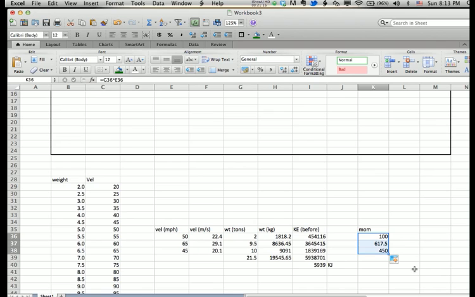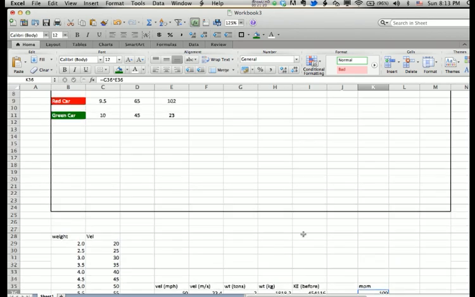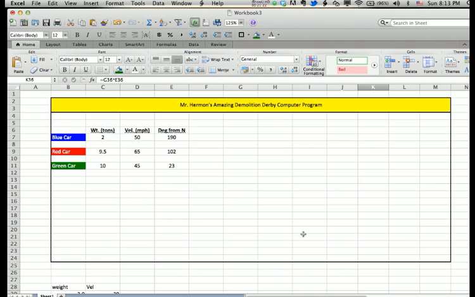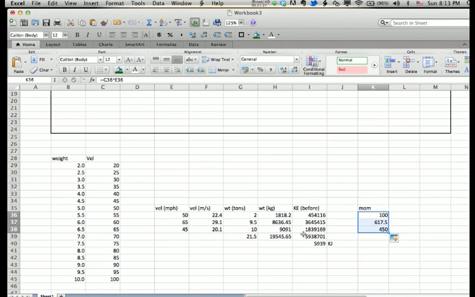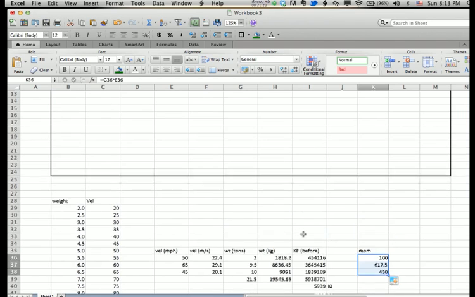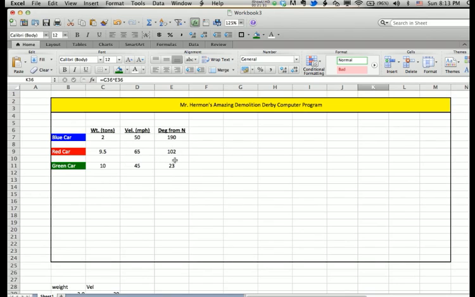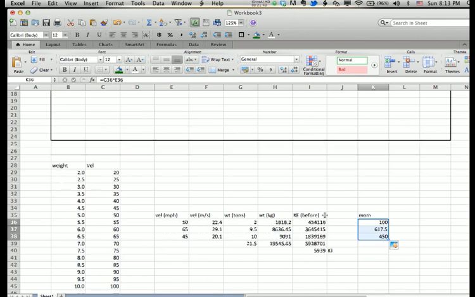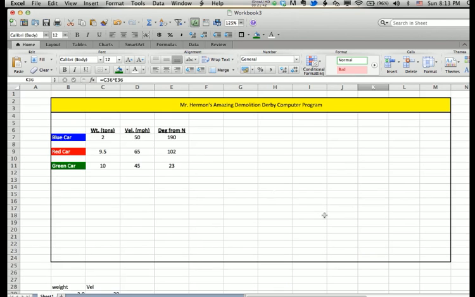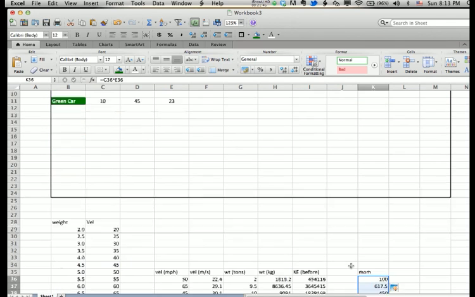So what we need is to resolve the angles into I-hats and J-hats. That'll be the easiest way to do this, because then we can add up the I-hats and J-hats for all three of these momentum vectors and get an overall I-hat and J-hat to figure out what the overall momentum is. Okay. So now what we've received here is the degrees from north.